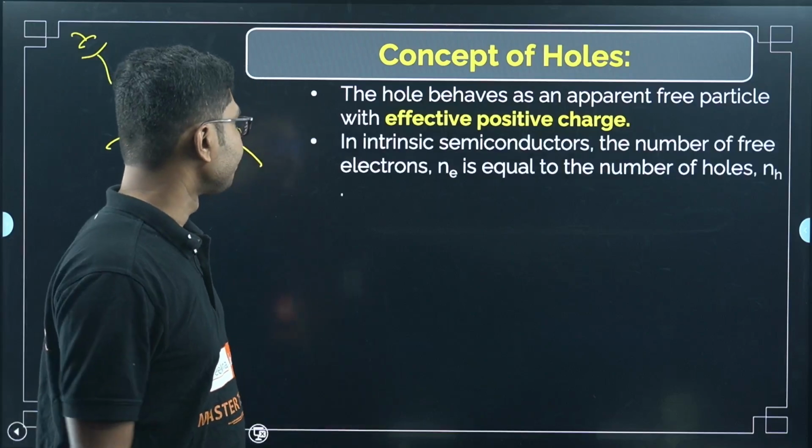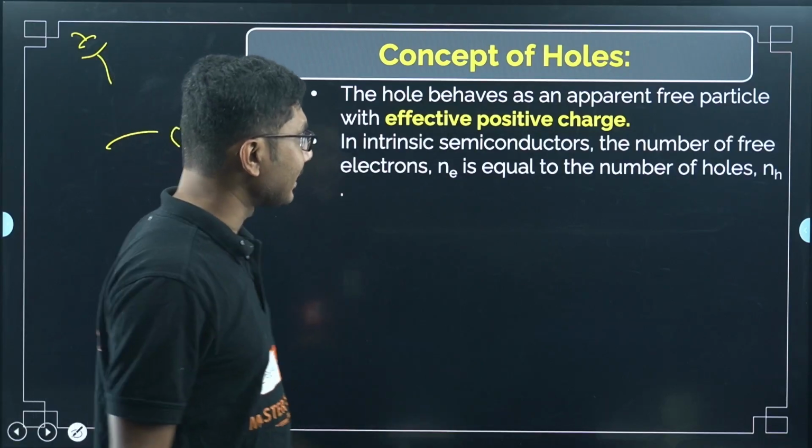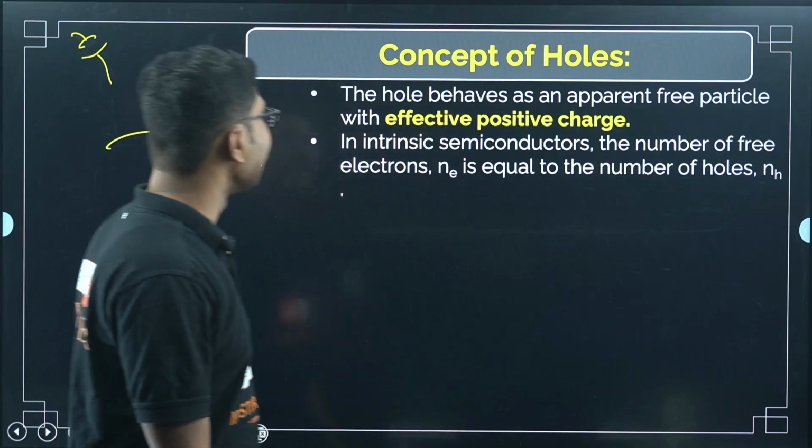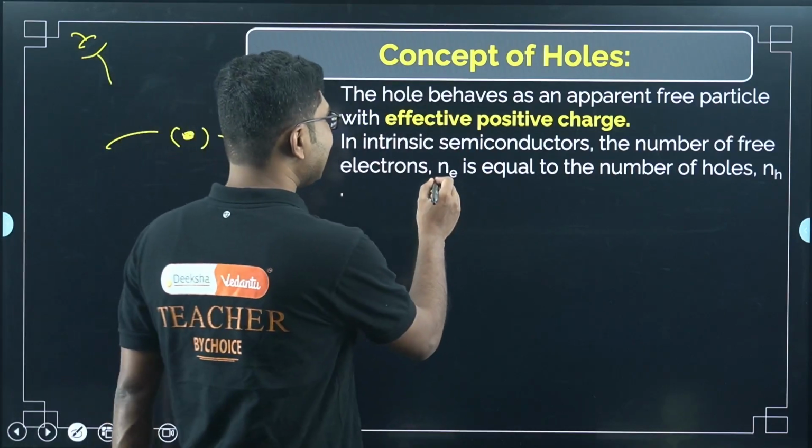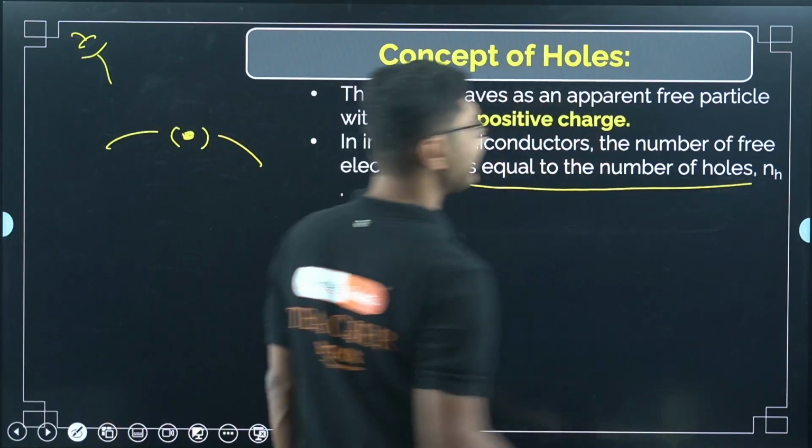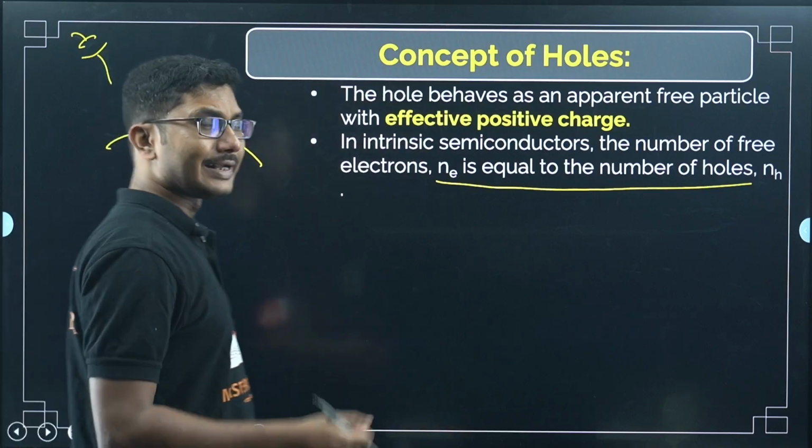Now in intrinsic semiconductors, the number of free electrons Ne is equal to the number of holes Nh. Very important line, right? Number of free electrons.